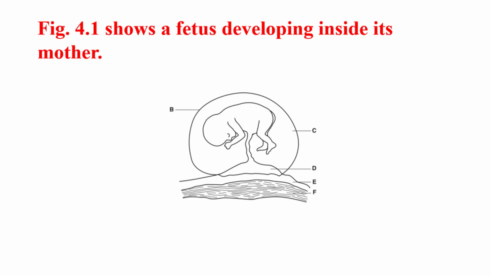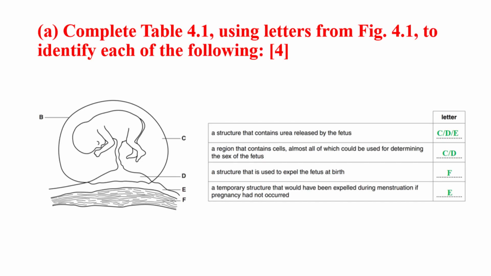We have a diagram showing a fetus inside its mother. In part A, we need to identify different parts of the diagram and fill in labels based on this diagram. The first label asks about a structure that contains urea released by fetus. The answer is C, D, or E.